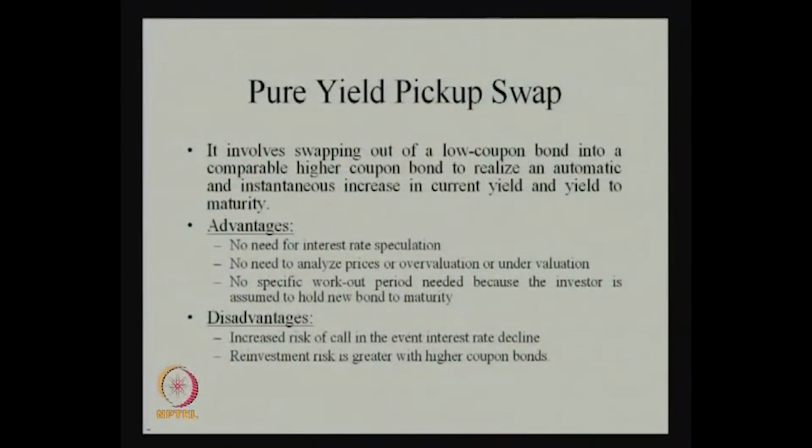And what are the disadvantages? The disadvantages are the increased risk of call in the event interest rates decline, and reinvestment risk is greater with higher coupon bonds. So, if the market interest rate is very high now, and we are expecting that the reinvestment rate will go down, then the reinvestment risk in the market will also be higher in the future. So, this is the disadvantage we can have whenever we talk about the pure yield pickup swap.